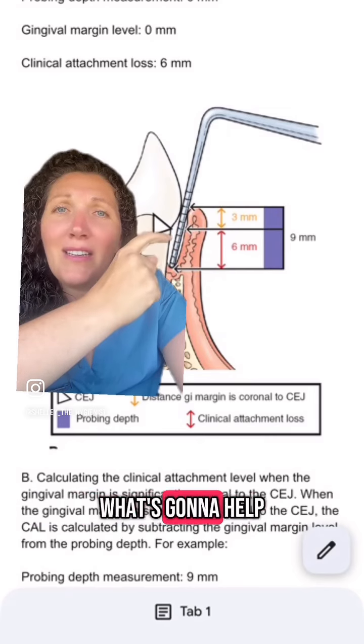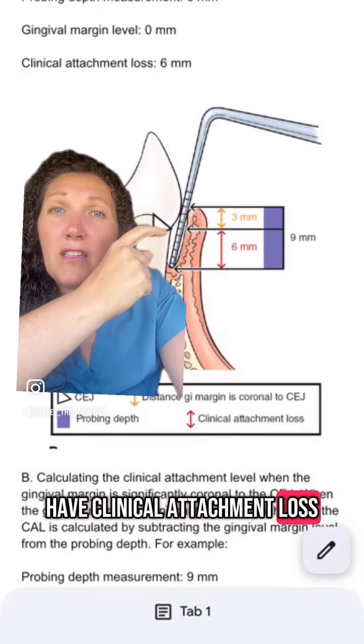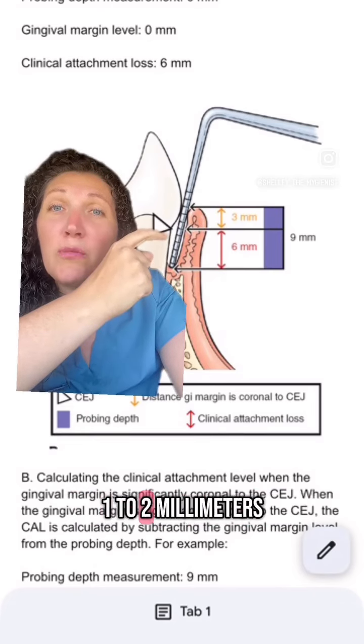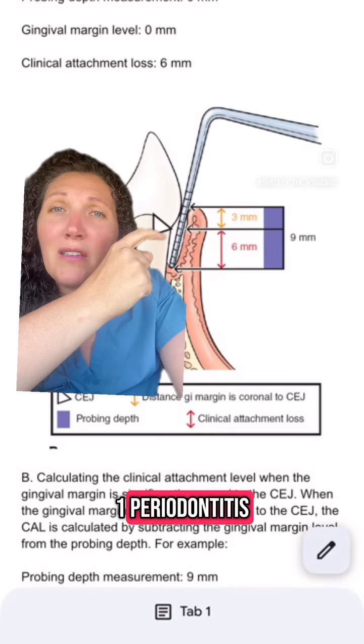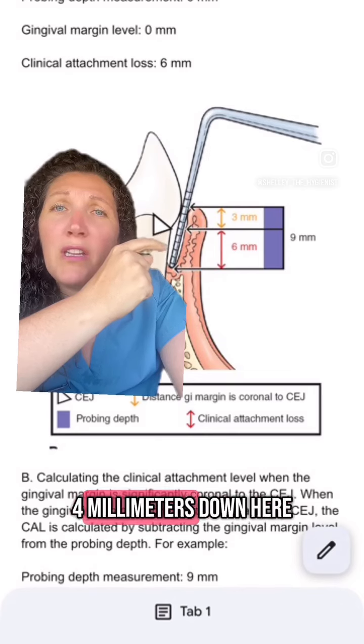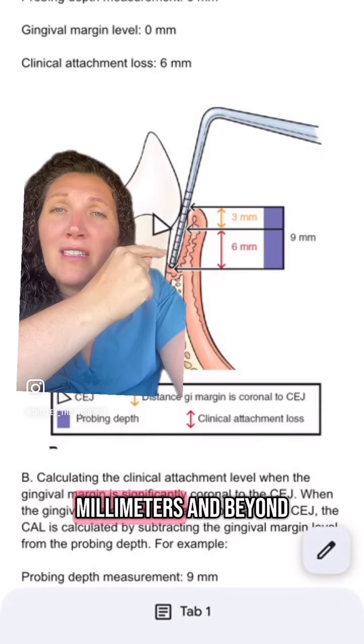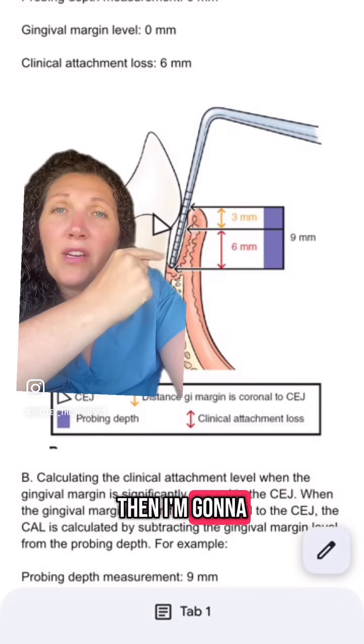That's what helps me get my AAP classification. If I have clinical attachment loss, or clinical attachment level, of 1 to 2 millimeters, I'm at stage 1 periodontitis. If my junctional epithelium is 3 to 4 millimeters down, then I'm at moderate periodontitis, stage 2. And if my junctional epithelium is 5 millimeters and beyond, then I'm going to be stage 3 or 4 in the AAP classification.